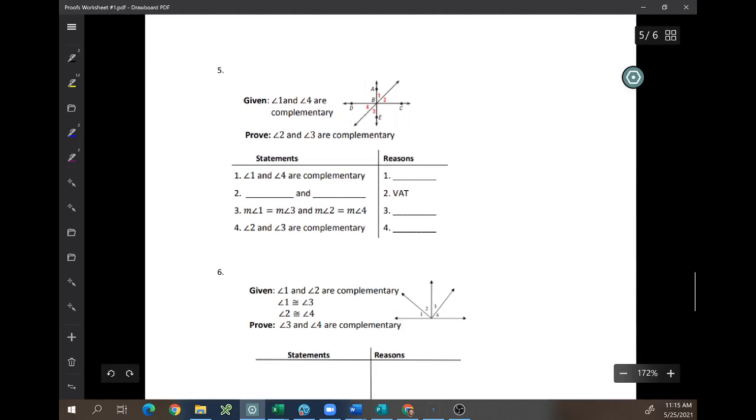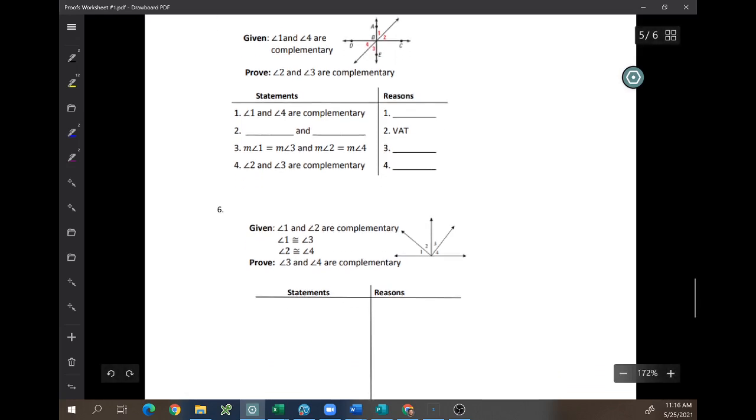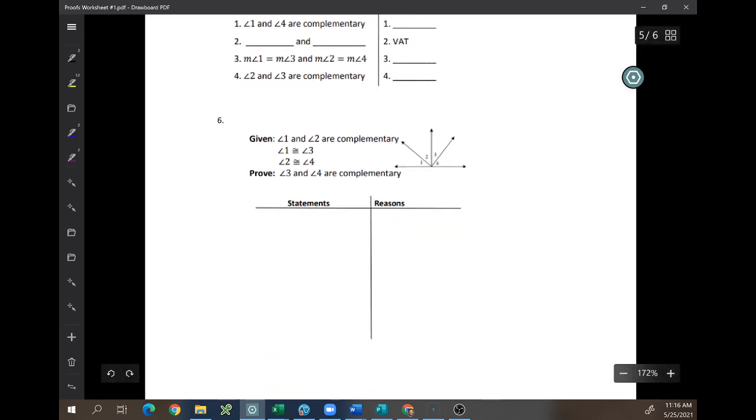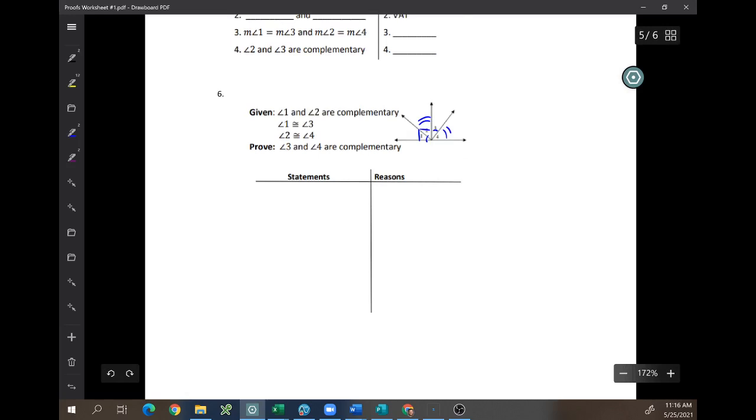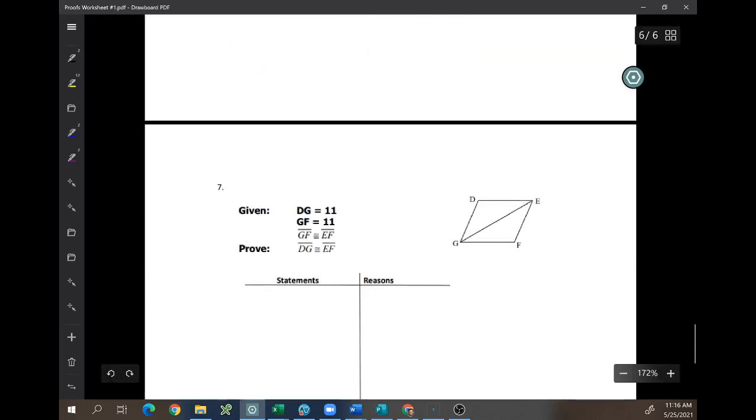Number 5, again, is filling in. And I want you to prove that angle 1 and 4, we're given that angle 1 and 4 are complementary. I want you to prove that angle 2 and 3 are complementary. When it says VAT, that's the vertical angle theorem. Right? And then 6, you're given that angle 1 and angle 2 are complementary, so you can kind of put like a 90 in there. And then you're also given that angle 1 is congruent to angle 3, and that angle 2 is congruent to angle 4. But you don't necessarily know if 1 and 2 are the same. Now I want you to prove that angle 3 and angle 4 are complementary, that they add up to 90. Okay, so this is going to involve kind of the transitive property, and that's substituting.